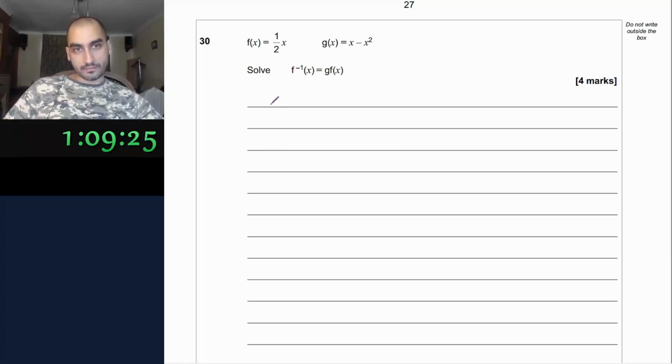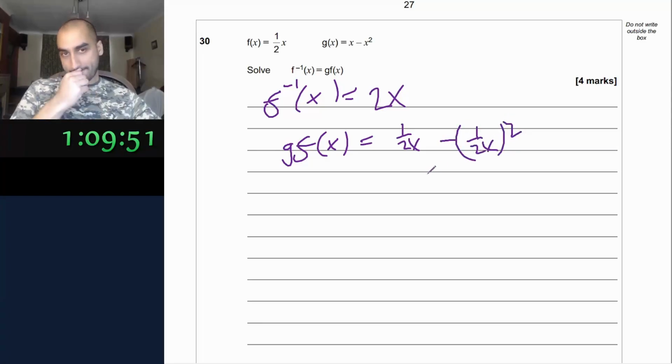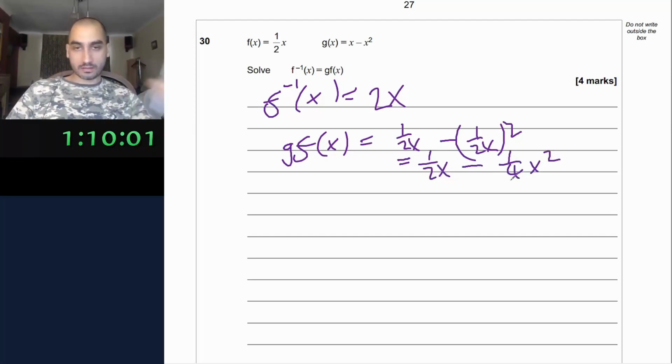Fine. So inverse f of x equals 2x, right? You're going to halve it, so the inverse is to multiply by 2. g f of x equals half x minus half x squared, equals half x minus a quarter x squared.